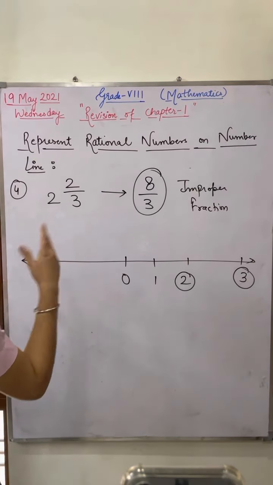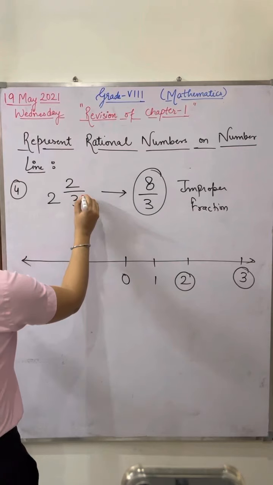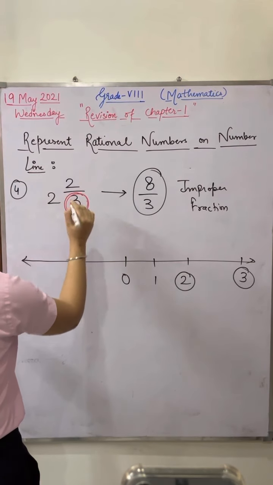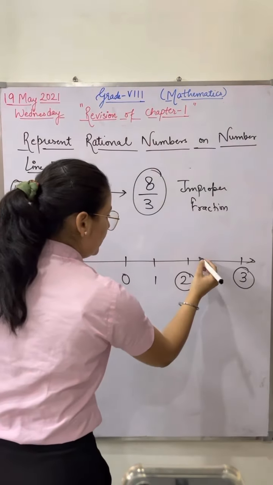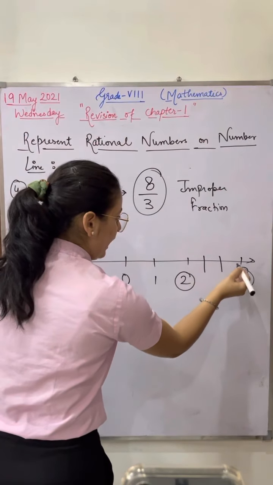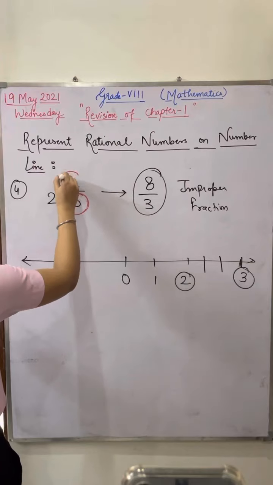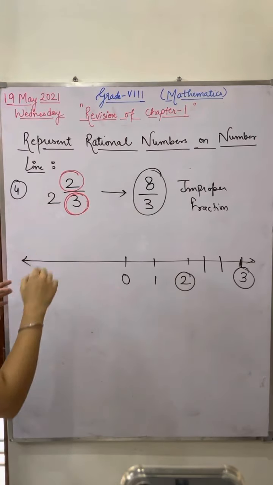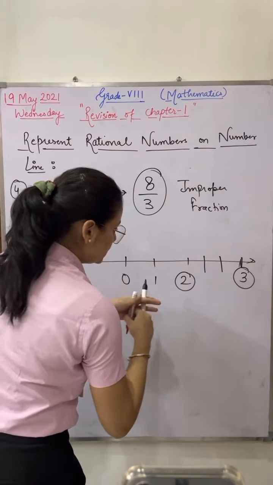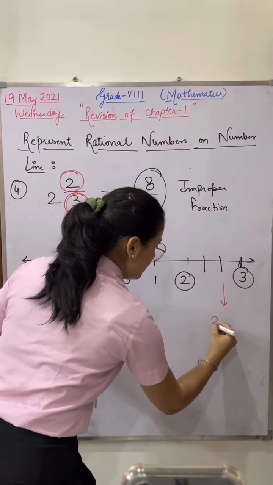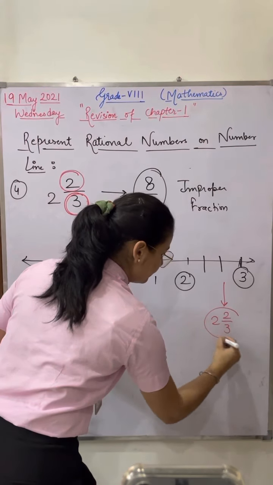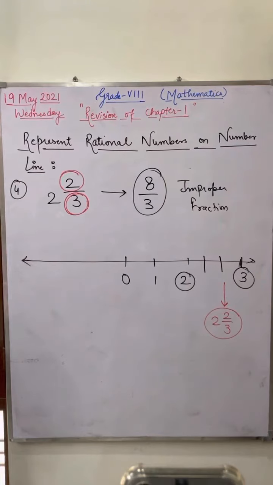Now the next step is the same as before. Check the denominator. Denominator is 3, so you have to make 3 partitions. 1, 2 and this is the third. Now check the numerator. Numerator is 2. That is your position. First, second. This position is your answer, 2, 2 by 3. Any doubt?